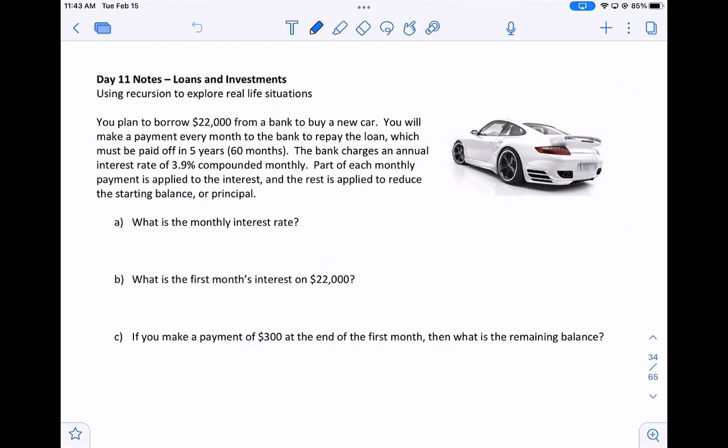Day 11, we're going to look at loans and investments and how you can use recursion to explore these different situations. So here's the main problem for today. You plan to borrow $22,000 from a bank to buy a new car.